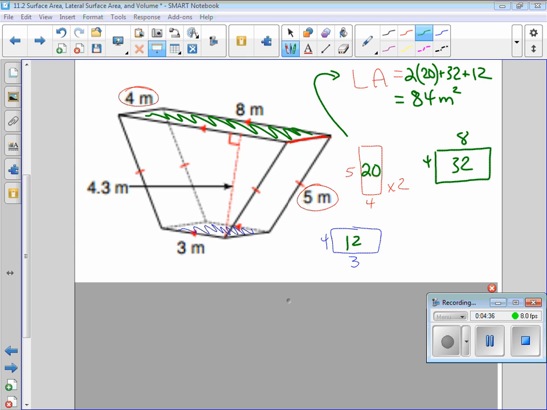84 meters squared, or square meters. Okay? All right, so the next idea is surface area.